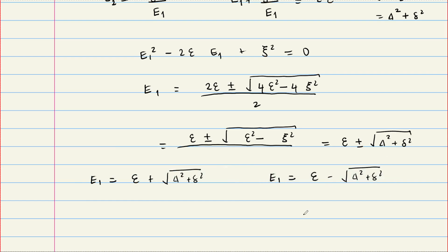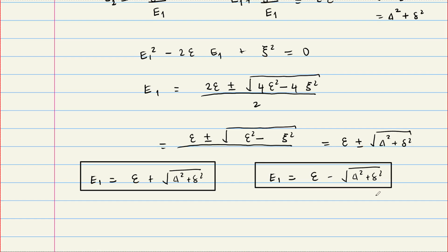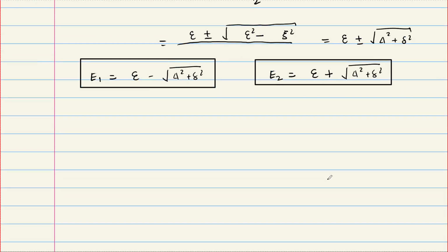Okay, this was the easy part, and the hard part is how do you find the eigenvectors. So this is E2. Actually, I want to write it like E1 minus, E2 plus. Doesn't matter, I just choose labels as I want. So I have the eigenvalues. Now I need to find eigenvectors. What is the algorithm?